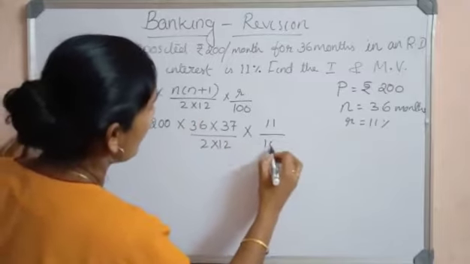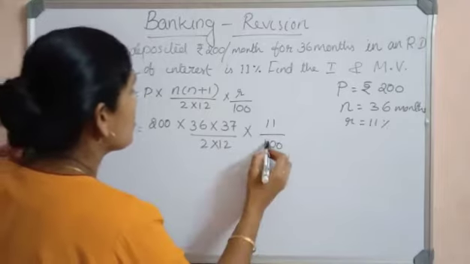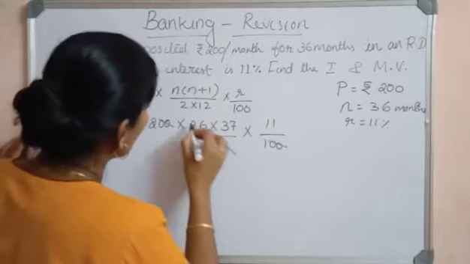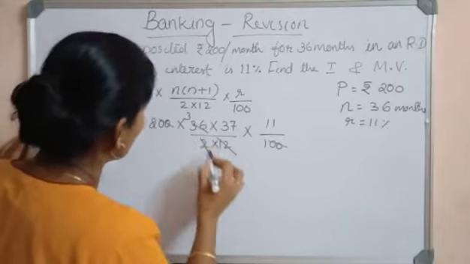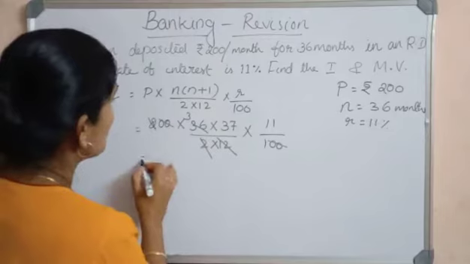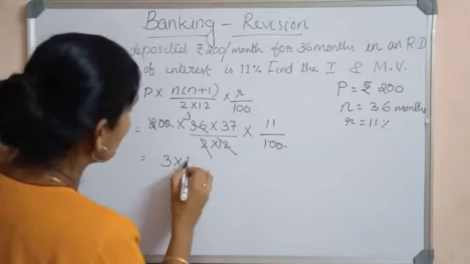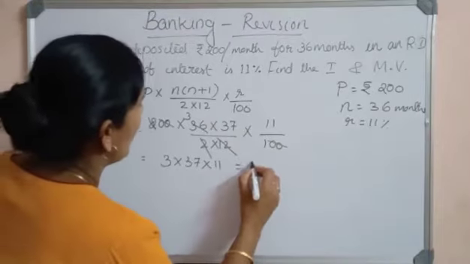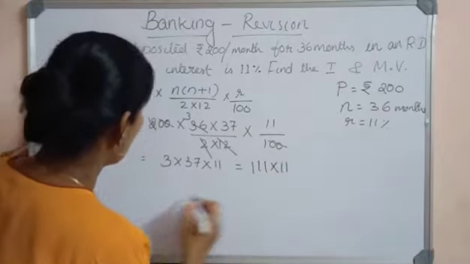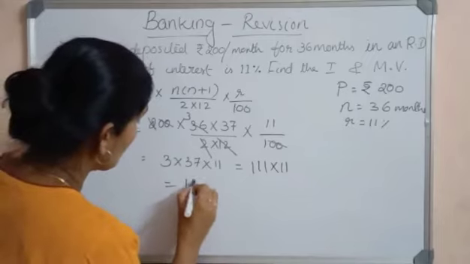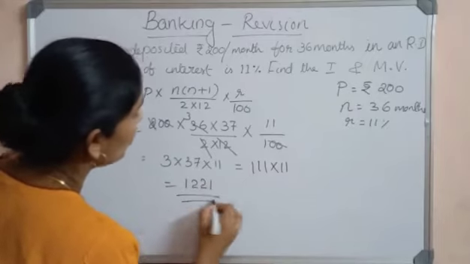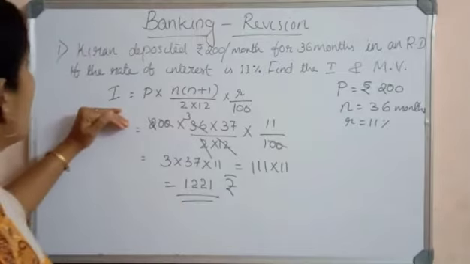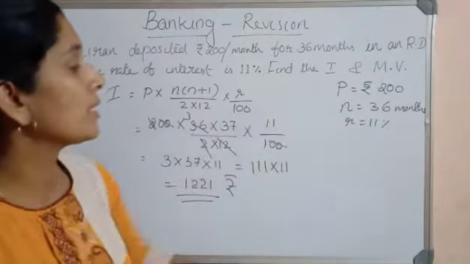is 11 by 100. So when we simplify this, 100, these two zeros get cancelled. 12 3s are 36 and this 2 and 2 get cancelled. So we get this as 3 into 37 into 11 and that is equal to 111 into 11 and that is equal to 1221. So rupees 1221 is the interest he has earned for the period of time 36 months.